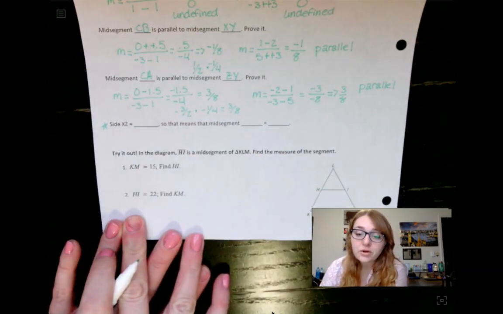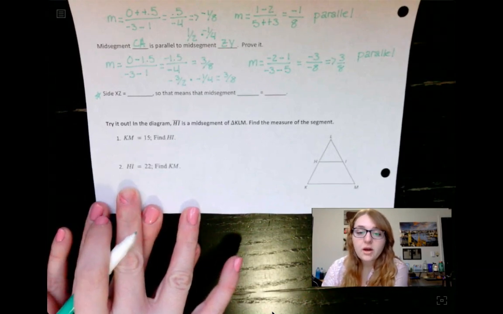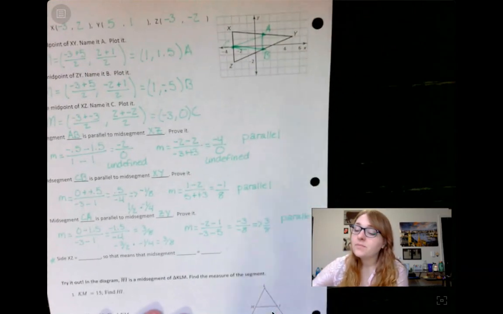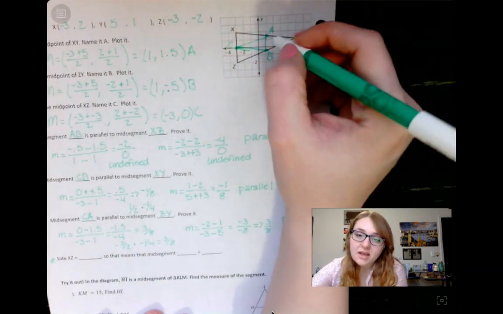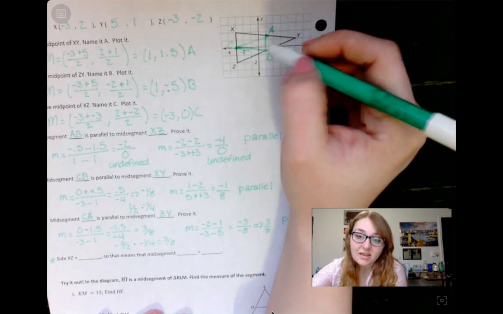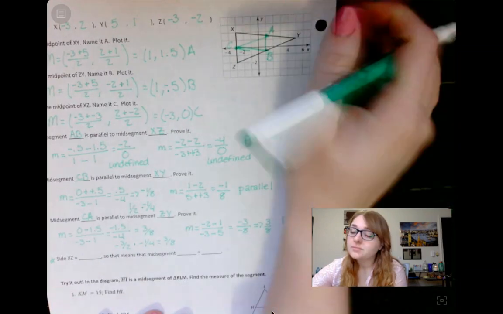So we're going to move on to our final two examples before I send you guys off to do your homework. Remember that in addition to being parallel, our mid-segments are also half the length of our base, or that third side, that opposite side. So AB is parallel to XZ, and it is also half the length. So XZ is twice as long as AB.